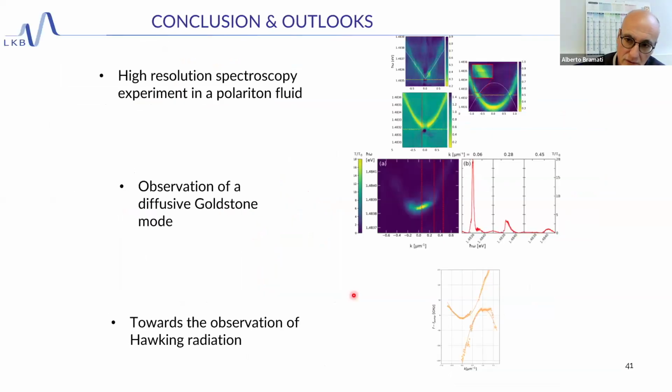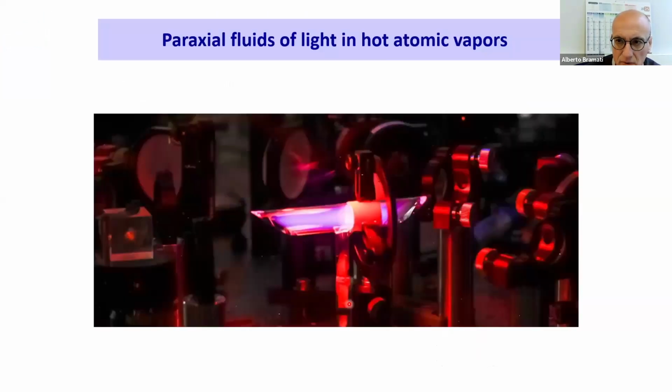Okay, so I will conclude with this first part on polaritons. What I have shown you is that we have developed a high resolution spectroscopy experiment in the polariton fluid, and then we have measured the dispersion relation with very high precision. We have used this technique to observe a diffused Goldstone mode in this system, and I have shown you our progress toward the observation of Hawking radiation. So I think that we can stop here and have a break.